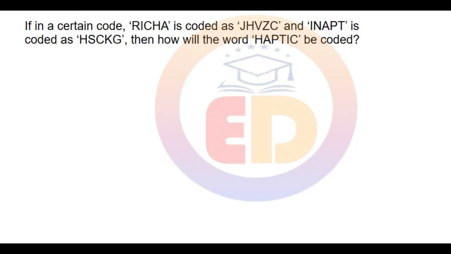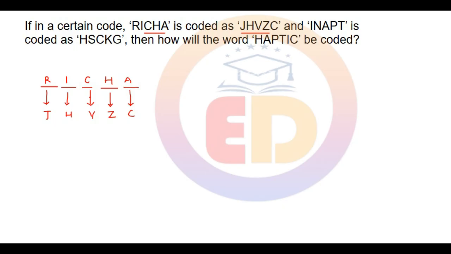Question says, in a certain code, RICHA is coded as JHVZC. Let's write down. RICHA is coded as J, H, V, Z and C. Clearly the code for R is J, the code for I is letter H. The code for C is letter V. The code for H is letter Z. And the code for A is letter C.